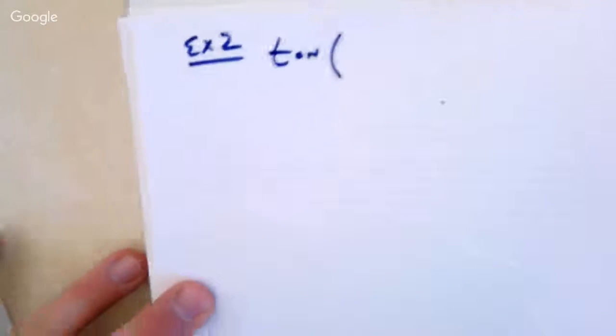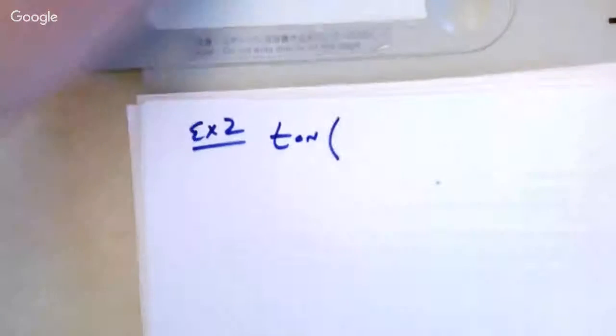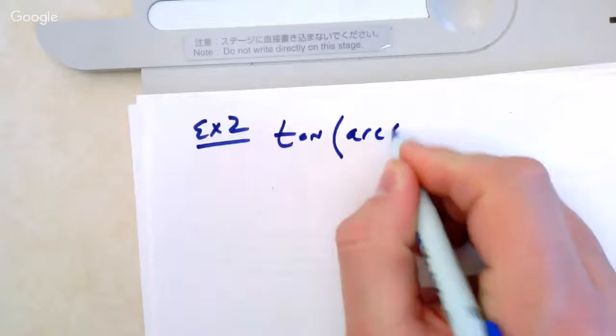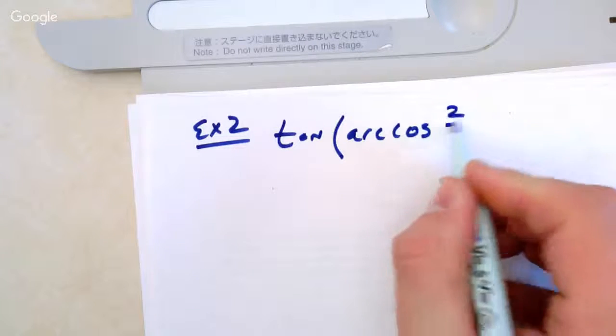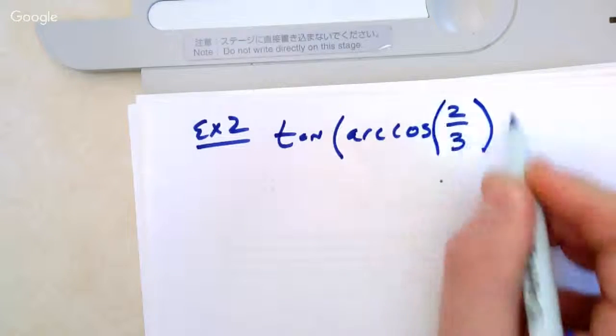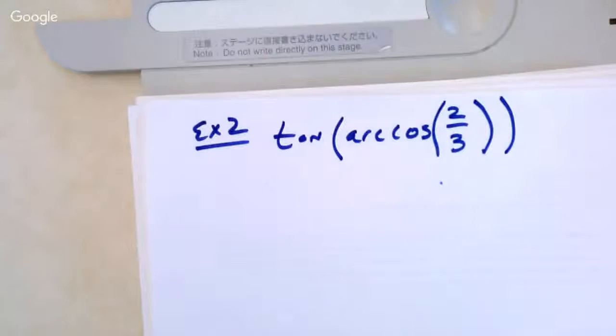So let's look at example 2. Let us say we're in a dark alley and we have to find the tangent of the arc cosine of 2/3. And you say to yourself, wait a minute, 2/3 wasn't on the sheet. What do I do now? Bad news. You can't use a calculator on this one.